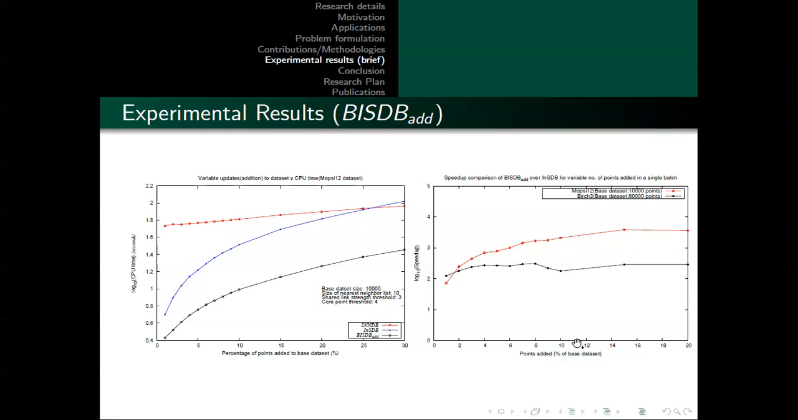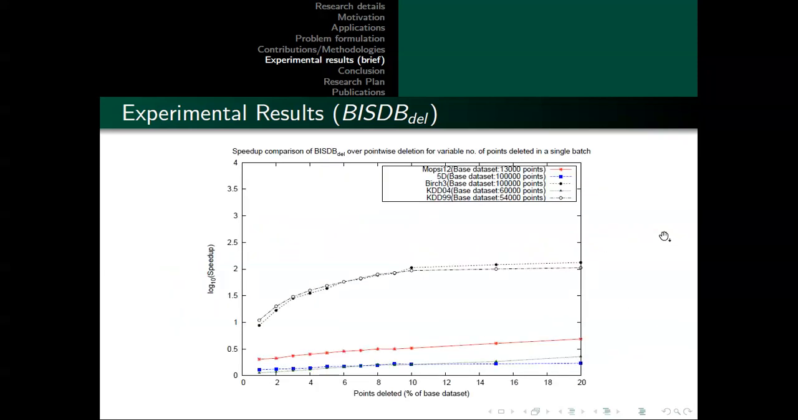Okay, so as the number of points of the base data set which are afflicted keeps on increasing, the relative speed up also keeps on increasing. This is for BISDB del. Again, we measure the speed up of BISDB del over pointwise deletion. So it's an out and out batch deletion algorithm, but we also compared its efficiency with respect to pointwise deletion. So we removed one point at a time and compared the results.